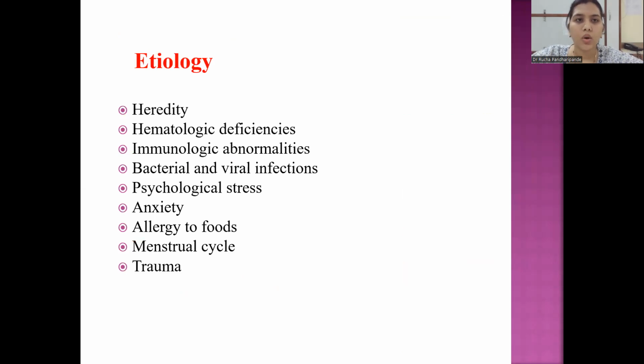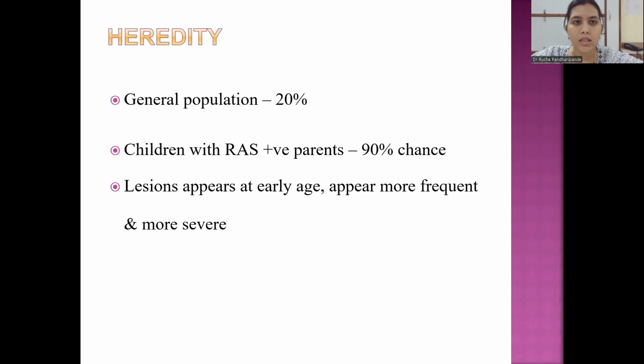Coming to etiology of aphthous ulcers, these are all the etiologic factors: hereditary, hematologic deficiencies, immunologic abnormalities, certain bacterial and viral infections, psychological stress, anxiety, allergy to certain foods, then disturbed menstrual cycle, and trauma. So we'll see all these etiological factors in detail. So first one is the hereditary.